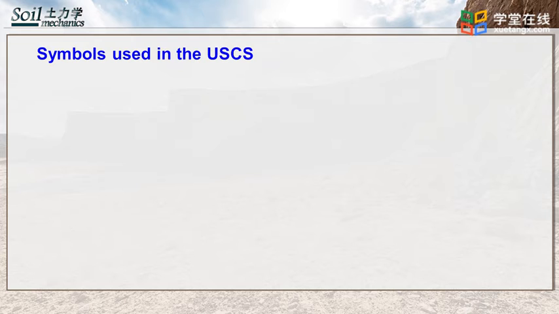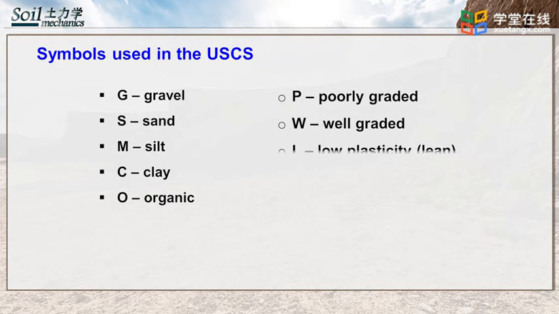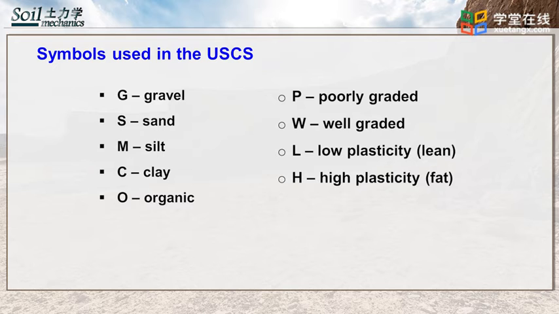The USCS uses symbols for particle size groups. These symbols and their representation are G for gravel, S for sand, M for silt, and C for clay. These are combined with other symbols like W, P, H, and L. W and P express gradation characteristics: W for well-graded and P for poorly graded. H and L show plasticity characteristics: H for high and L for low. And the symbol O indicates the presence of organic matter.